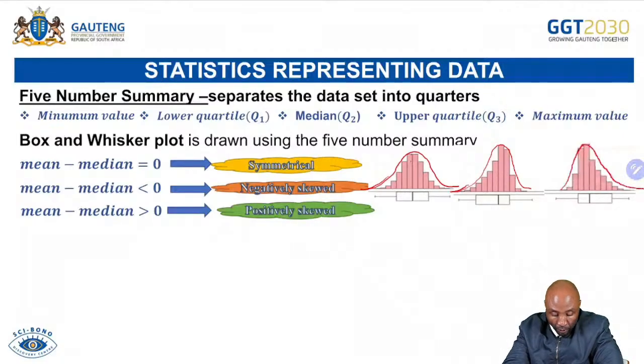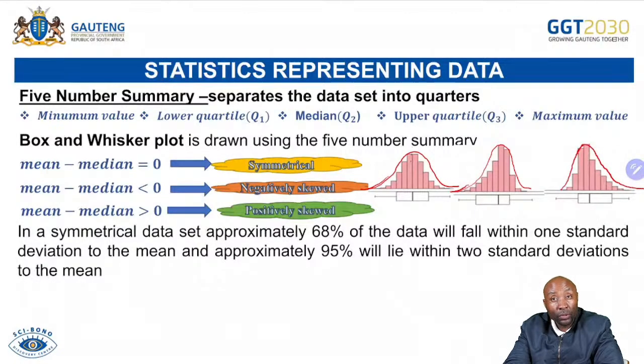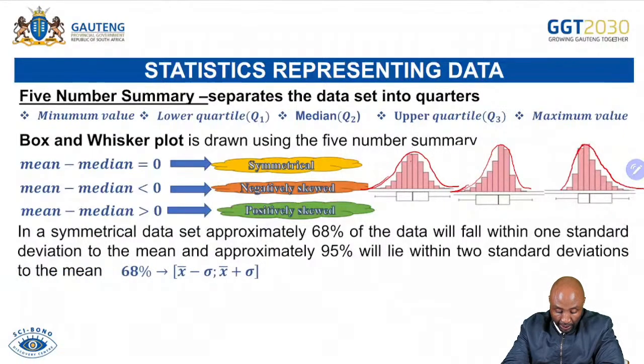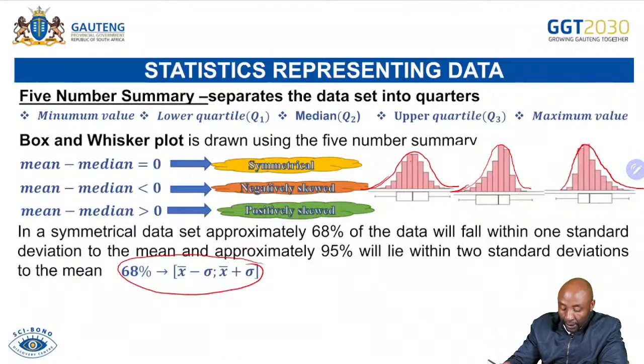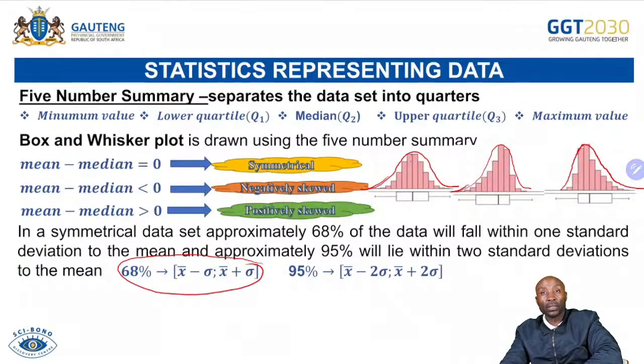Now, as we move forward, we should always know that in a symmetrical data set, approximately 68% of the data falls within 1 standard deviation of the mean, and approximately 95% of the data items will lie within 2 standard deviations of the mean. That's when we have a symmetrical data set.